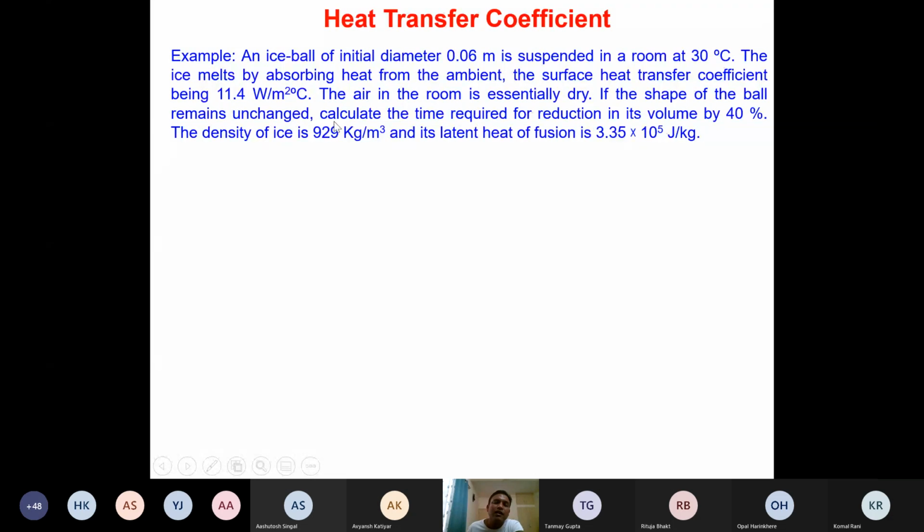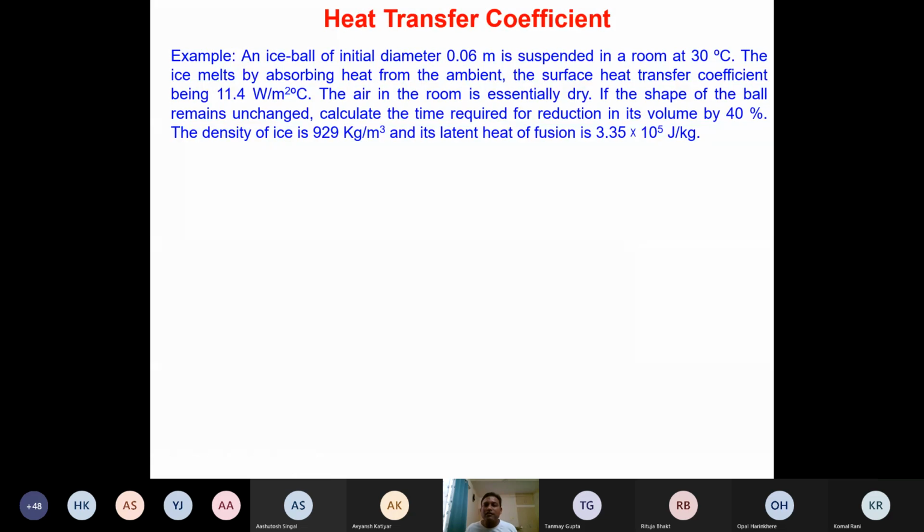The density of the ice is 929 kg per meter cube, and its latent heat of fusion is 3.35 into 10 raised to the power 5 joule per kg. So what we have been given is there is an ice ball. So that means the temperature of the ice ball is going to be 0 degrees Celsius. And the initial diameter is 0.06 meter, and the ambient temperature is 30 degrees Celsius. So this ice ball is kept in an ambient temperature. And what we wanted to find out is how much time is required in order to reduce this ice ball by 40%. So can you calculate it?